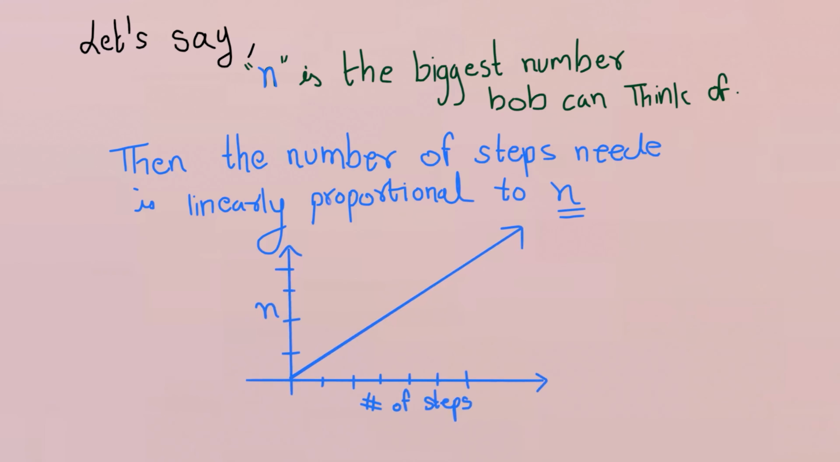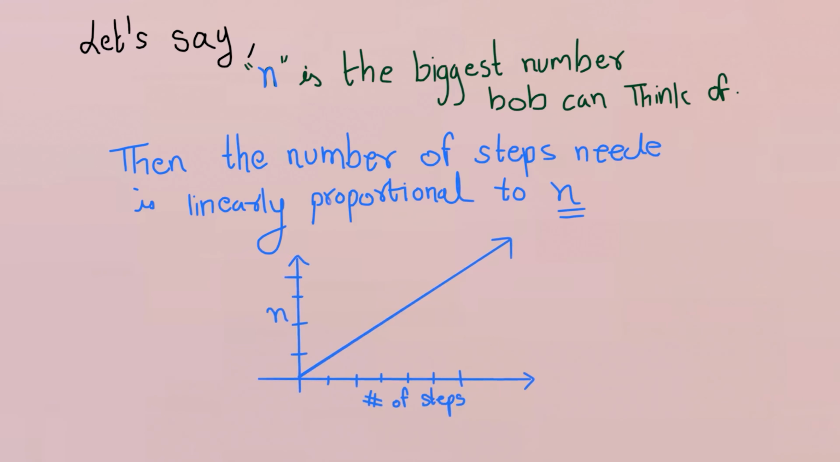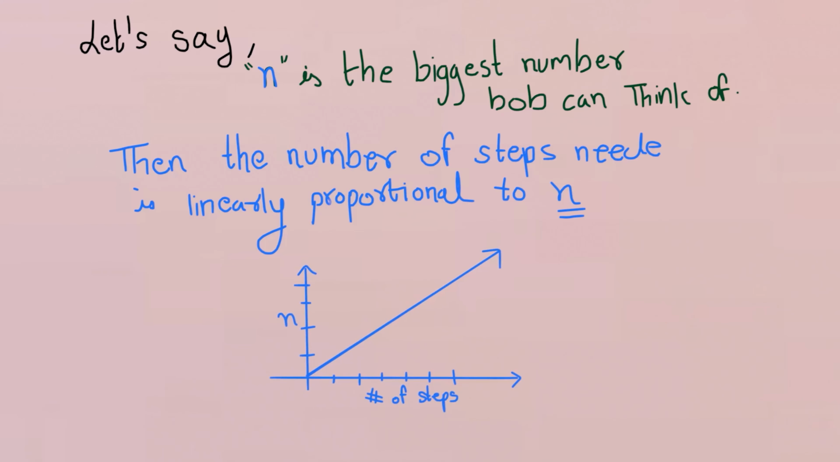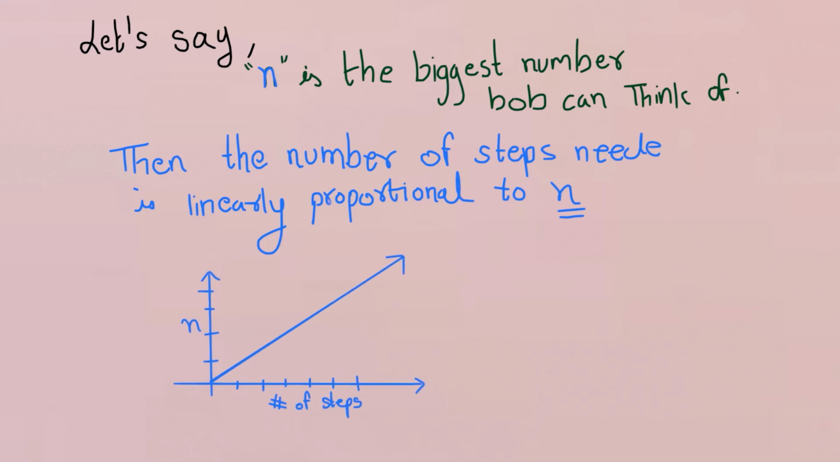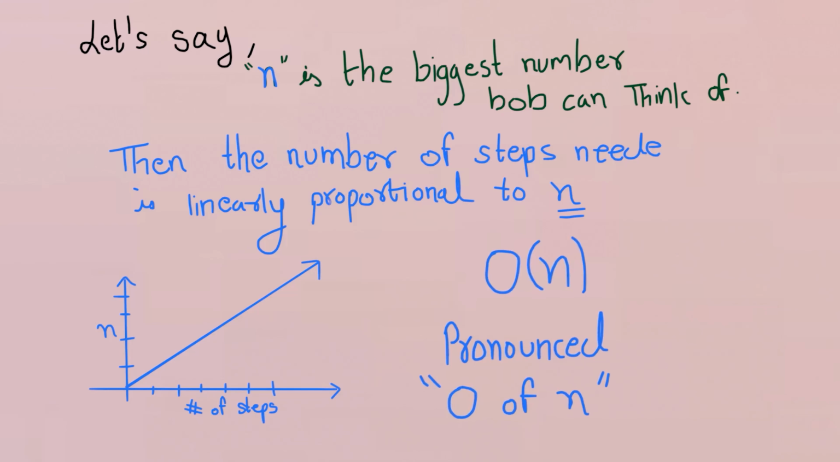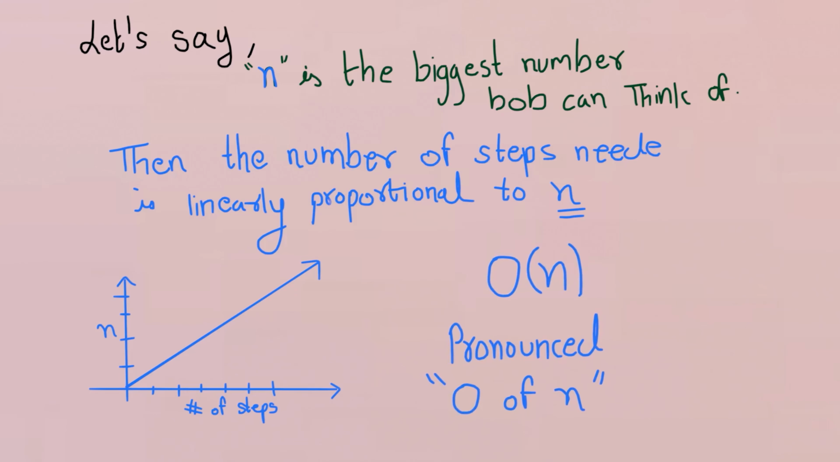So in other words, we can say that if n is the biggest number Bob can think of, then in the worst case, Max's algorithm will take n guesses to complete. In terms of big O notation, we call this type of algorithm O of n.